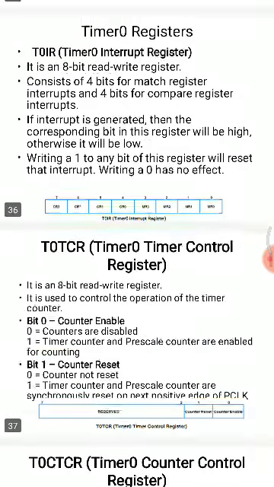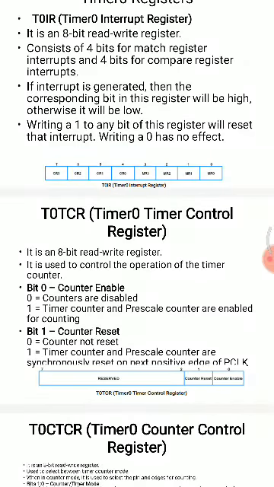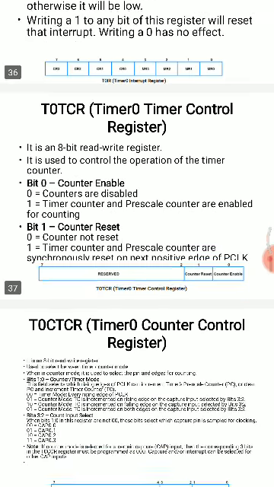The next one is the timer 0 timer control register. It is an 8-bit read/write register. Bit 0 is counter enable: 0 means the counters are disabled, 1 means the timer counter and prescale counter are enabled. Bit 1 is counter reset: 0 means the counter is not reset, 1 means the timer counter and prescale counter are synchronously reset on the next positive edge of the clock pulses.